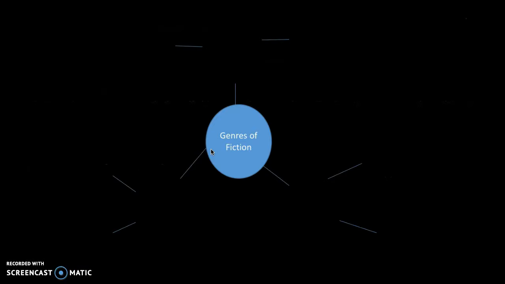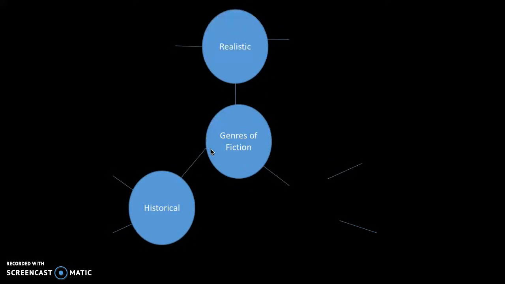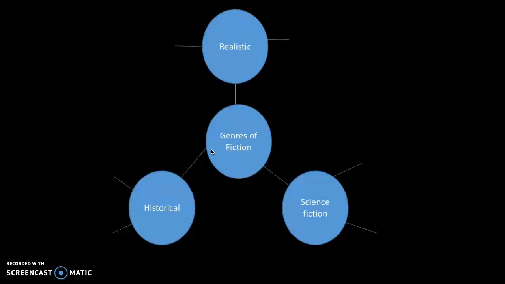All right, so our topic is the genres of fiction. That's our step 1. Then I go through each paragraph. Paragraph 1 was about realistic fiction. Paragraph 2 is about historical fiction. Make sure you're checking your answers and changing. Paragraph 3 is science fiction. Then now I go and do the details of the details.